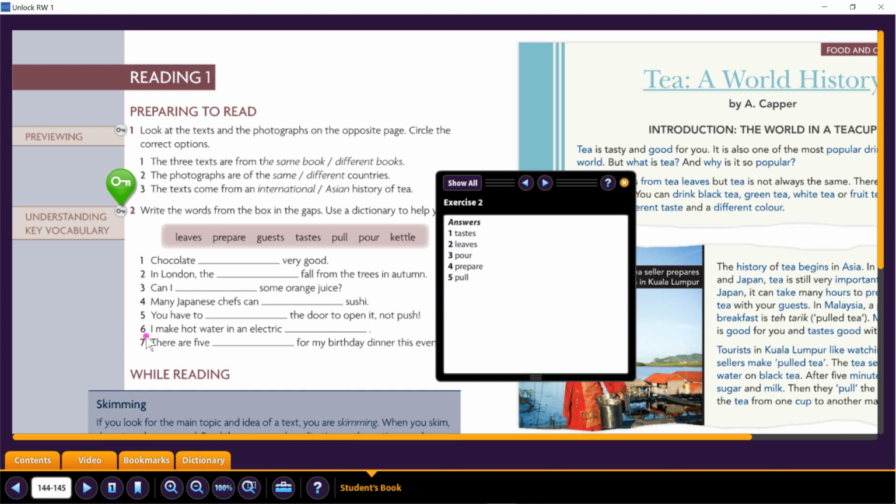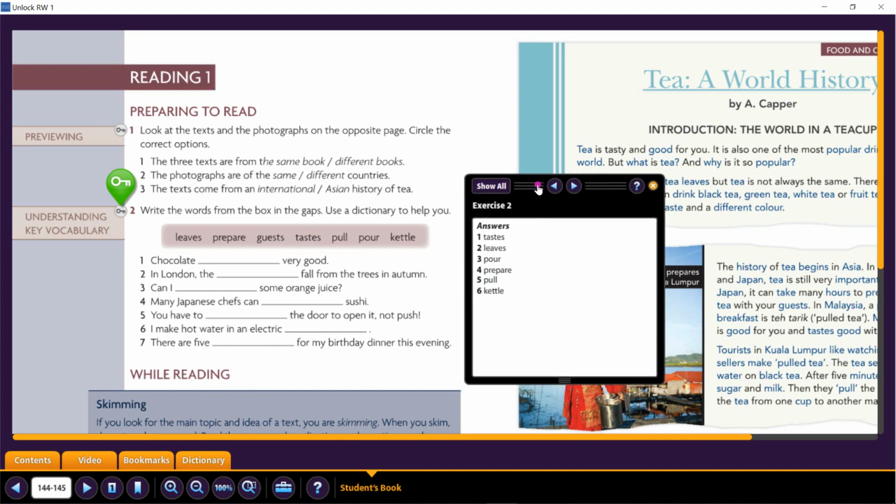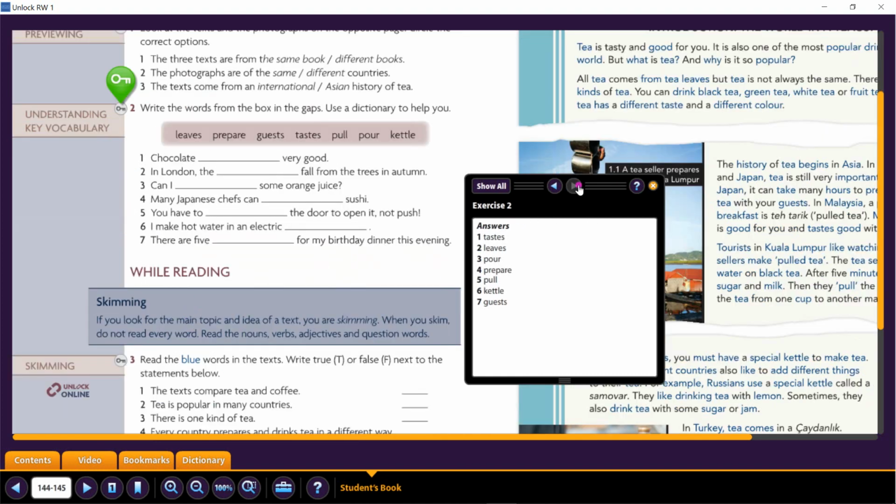Number 6, I make hot water in an electric what? Kettle. And finally, there are 5 what for my birthday dinner this evening? There are 5 guests for my birthday dinner this evening. Pause the video, ladies, if you want to check your answers, and then come back again to the next part.